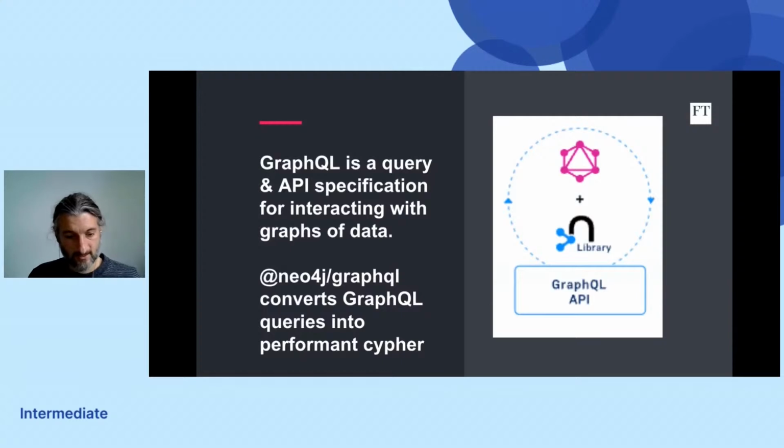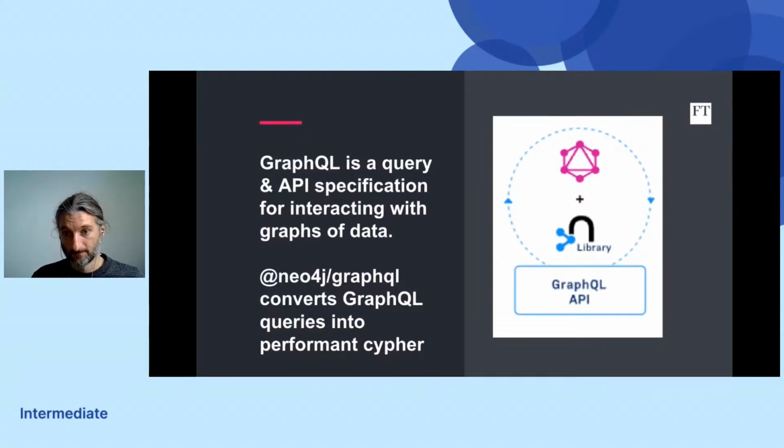This is probably as good a point as any to talk a little bit about GraphQL. I'm sure most people here by now, halfway through the second day of the conference, know what Neo4j is. But GraphQL is a query and API specification for interacting with graphs of data. And it was developed at Facebook because they had people building user interfaces that had to request data from loads and loads of APIs in parallel. And this was inefficient and difficult to use.